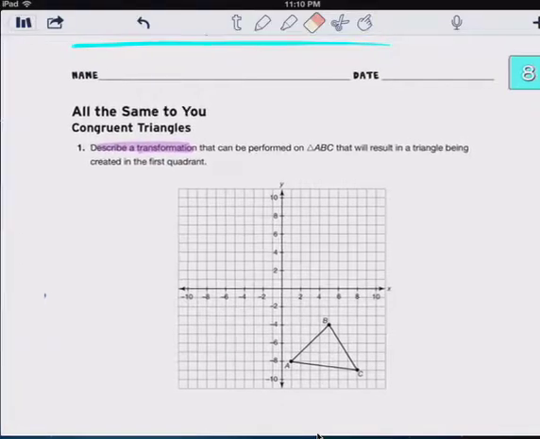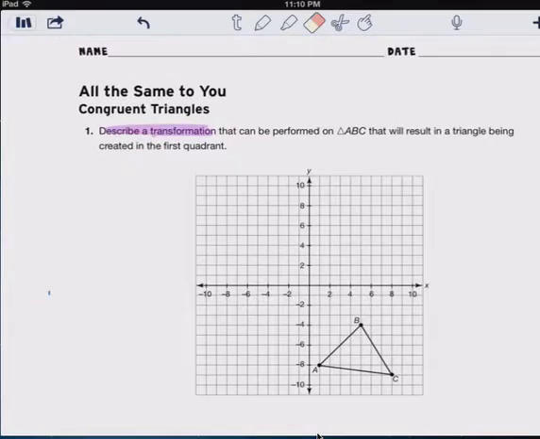This is the assignment right here, starting on page 151. It says, describe a translation that can be formed on triangle ABC that will result in triangle being created in quadrant 1. This is quadrant 1 right here. That's quadrant 2 going counterclockwise. Okay, so if you don't know, those are your quadrants.